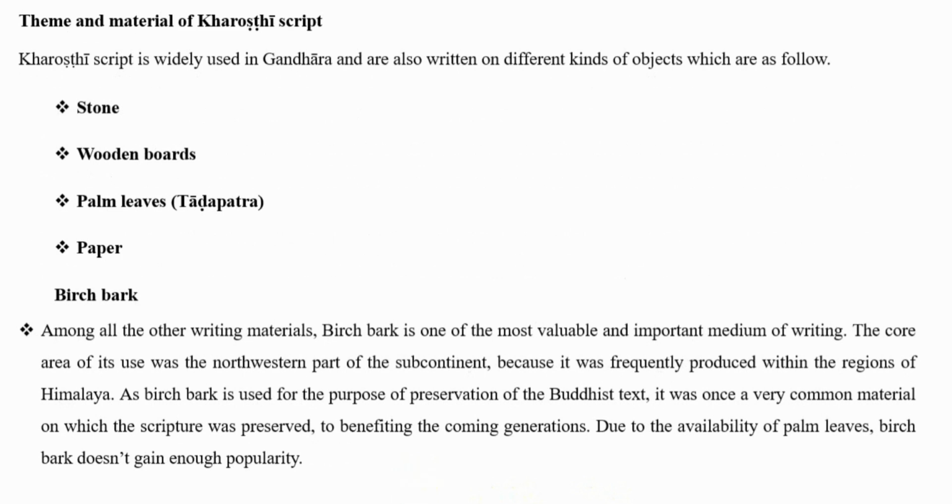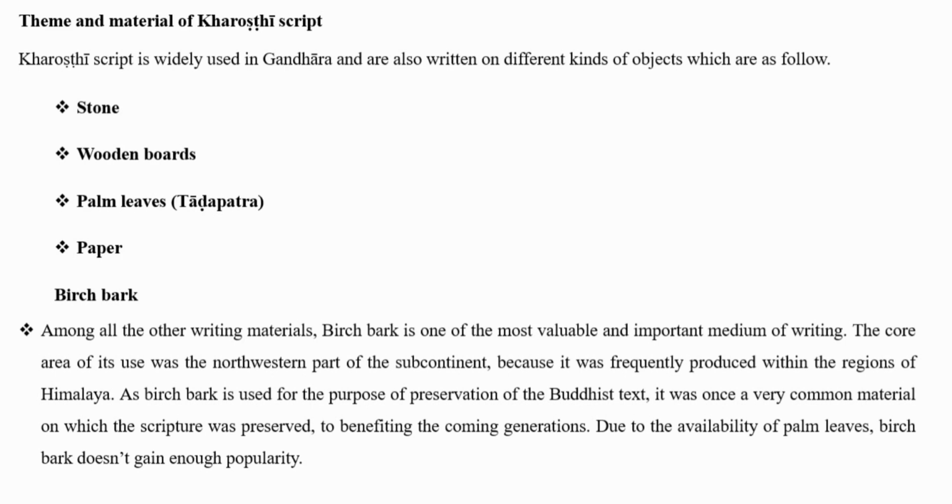Theme and material of the Kharosthi script. The Kharosthi script is widely used in Gandhara and is also written on different kinds of objects, which are as follows: stone, wooden boards, palm leaves, paper, and birch bark. Among all the other writing materials, birch bark is one of the most valuable and important mediums of writing.